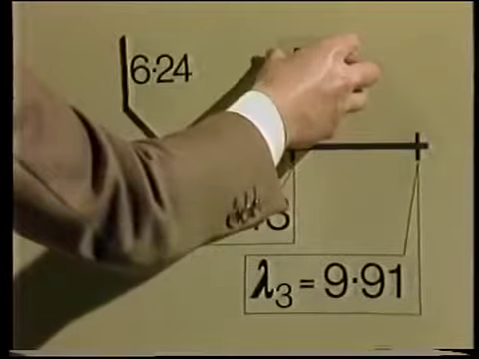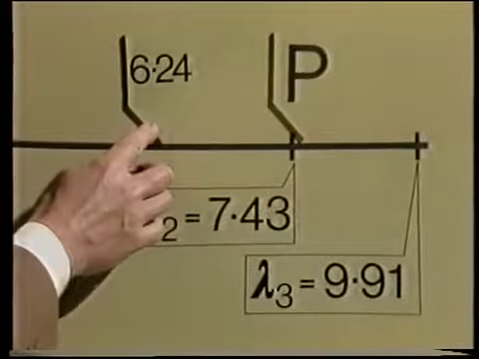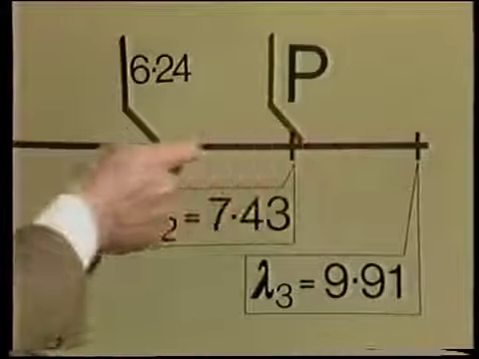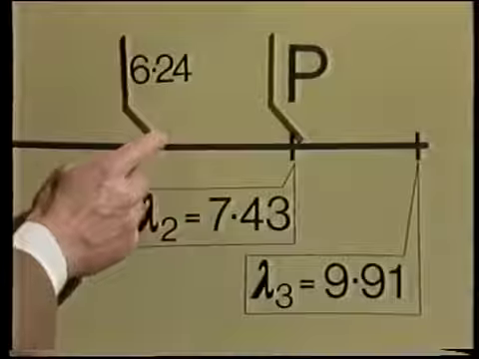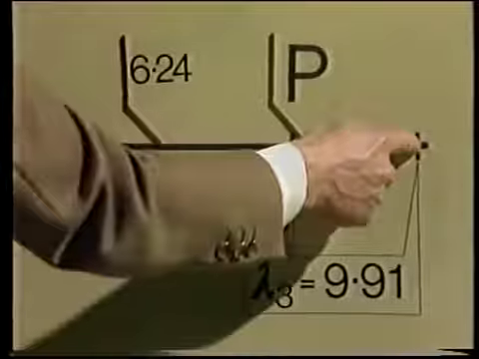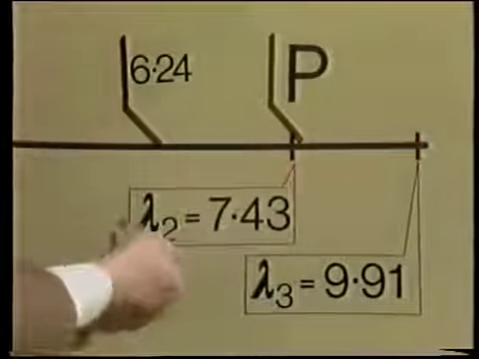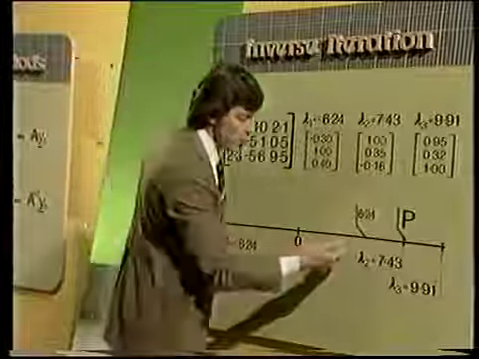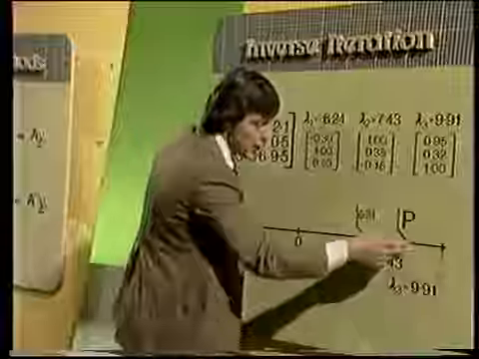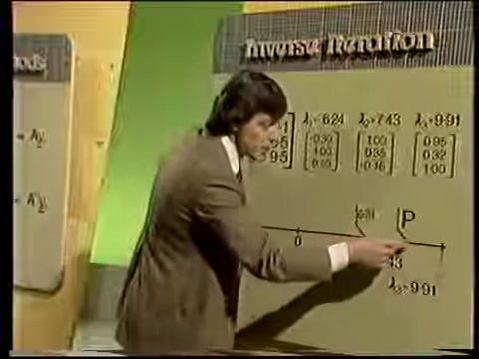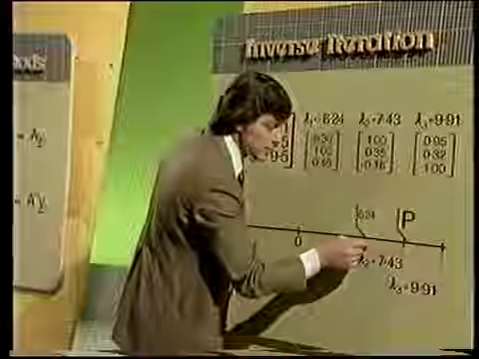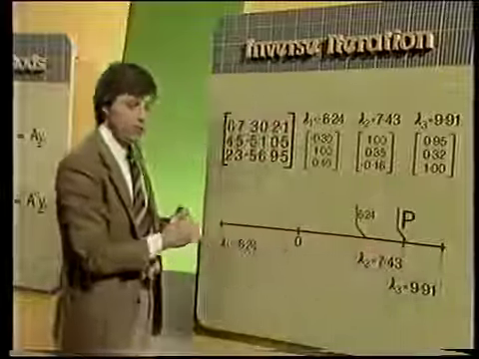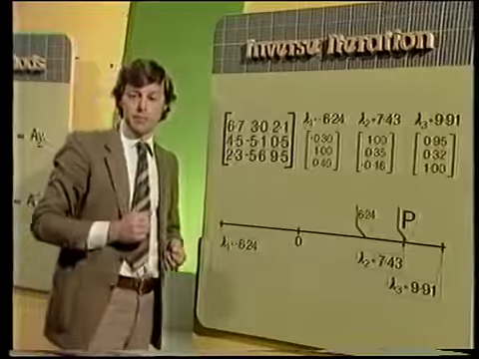If I choose a value of p which is halfway between 6.24 and 9.91, then it'll be closer to any eigenvalue in that interval than to 6.24 or 9.91. And in fact, that's how we calculated 7.43. There could be a problem, of course. If there weren't an eigenvalue in there, then we would converge to either that one or that one. In that case, you do the same thing, but over here, and look for negative eigenvalues.